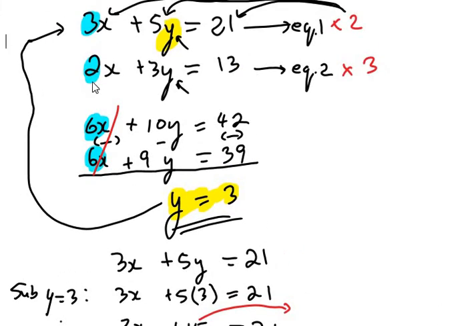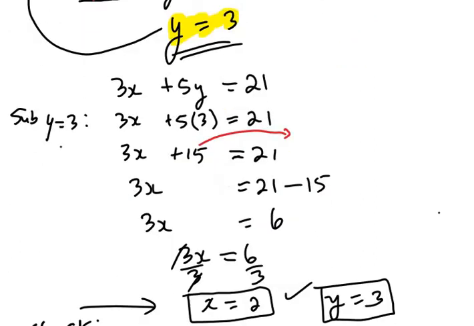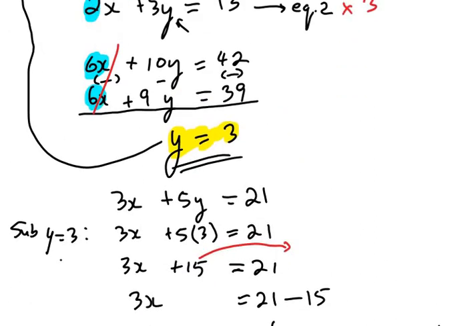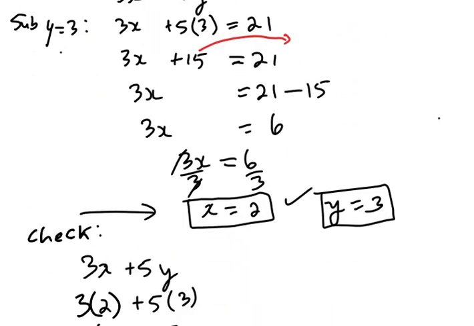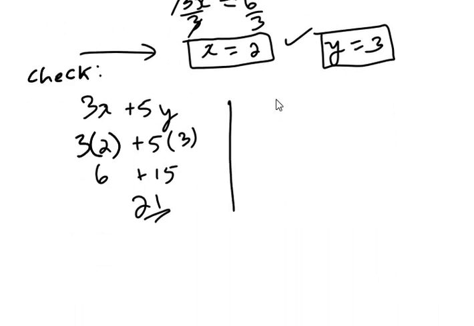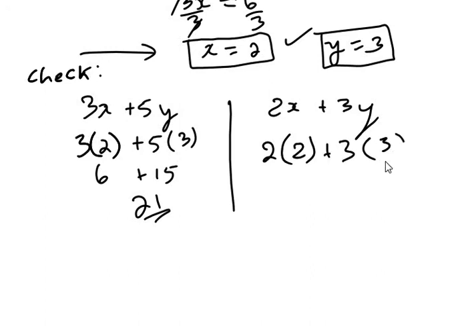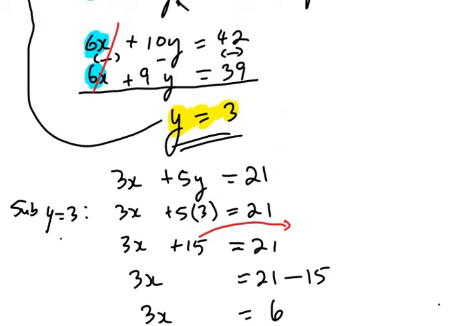Yes. Let's try the next one. 2x plus 3y equals, let's see if we really get 13. 2x plus 3y. And we say 2 times the x value of 2 plus 3 times the y value of 3. 2 twos are 4. 3 threes are 9. And 4 plus 9, we get 13. Okay, great. And that's that.